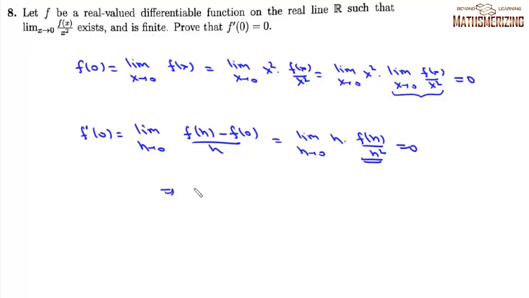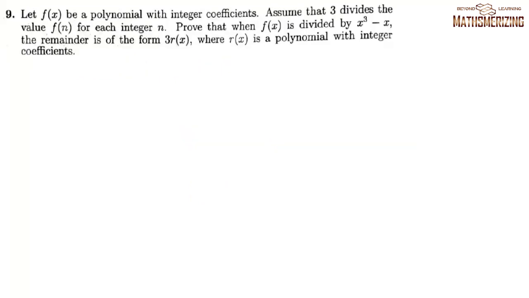So from here we can say f'(0) must be 0. Now question number 9 is: let f(x) be a polynomial with integer coefficients. Assume that 3 divides the value f(n) for each integer n. Prove that when f(x) is divided by x³ - x, the remainder is of the form 3r(x), where r(x) is a polynomial with integer coefficients.